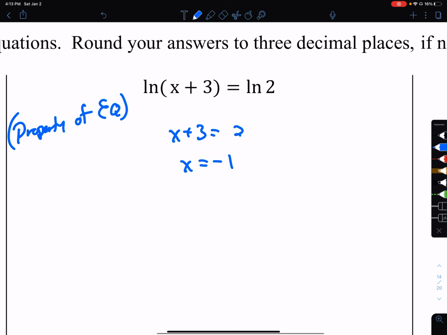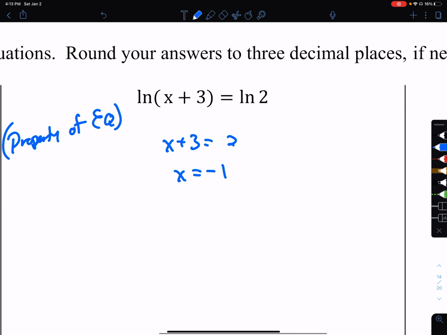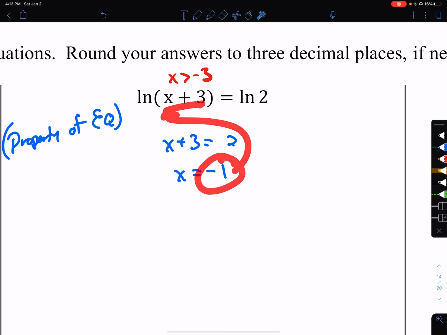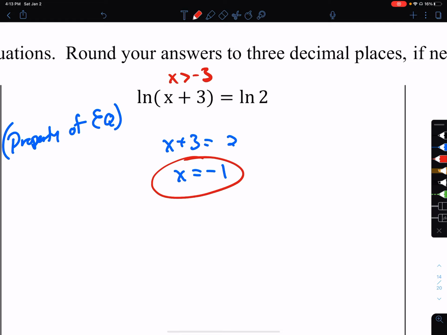They might be alarmed, well, I thought x couldn't be negative. Well, let's see if this breaks any of the rules. This argument has to be bigger than -3. This is bigger than -3, so this works. In other words, if we put a -1 in here, we're going to have -1 plus 3, which is 2, which makes the argument positive. So this is acceptable.